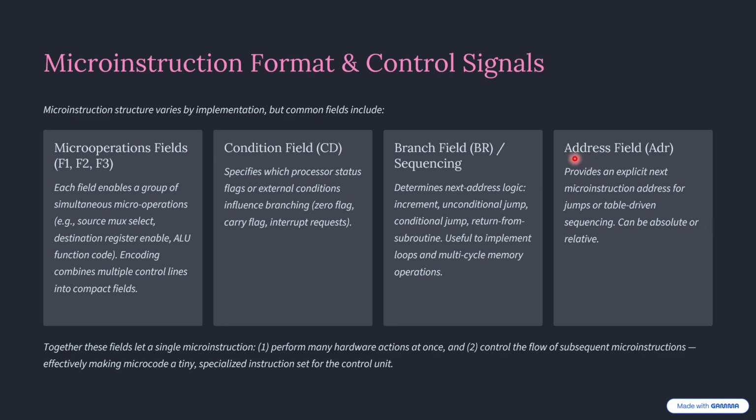The next thing is the address field, ADR. It provides an explicit next microinstruction address for a jump or table-driven sequence, and can be absolute or relative. Together these fields let a single microinstruction, one, perform many hardware actions at once, and second, control the flow of the subsequent microinstructions, effectively making microcode a tiny specialized instruction set for the control unit.